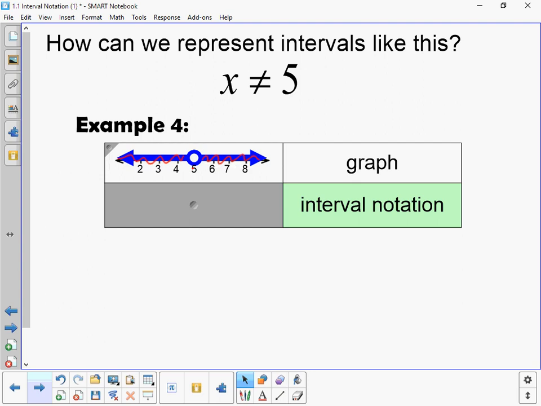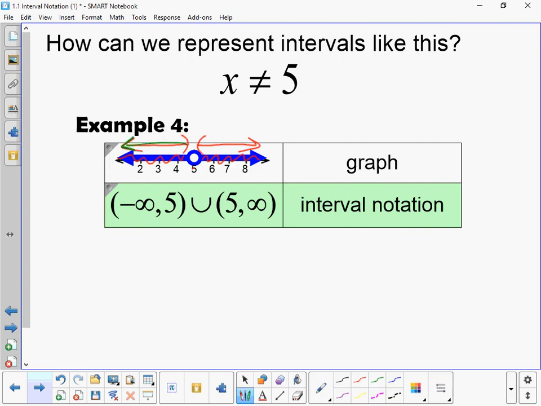The interval notation is in two parts. It's almost like you want to think about a part over here and a part over here, and we write those two parts separately. So we have this part over here from negative infinity up to 5. The 5 is not included. And then we've got this part over here. It starts at 5, but the 5 is not included. And it could from there go all the way up to infinity.